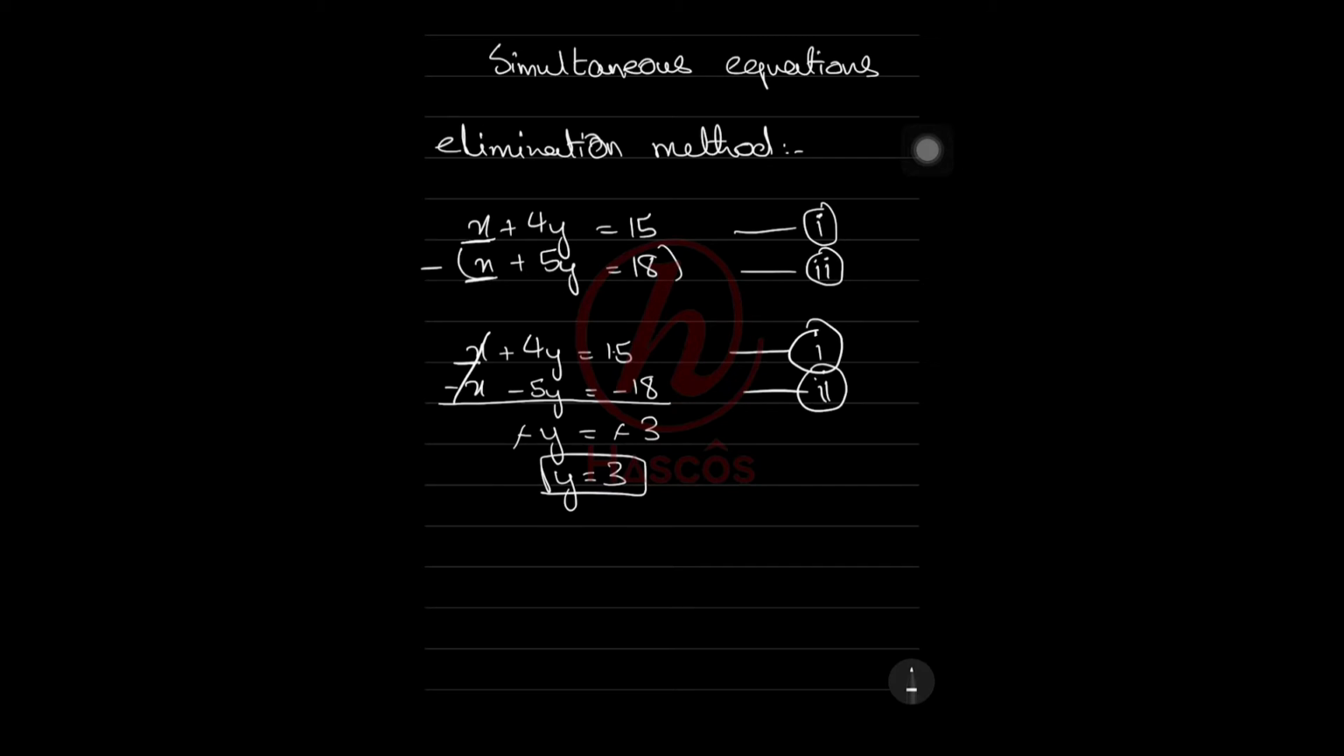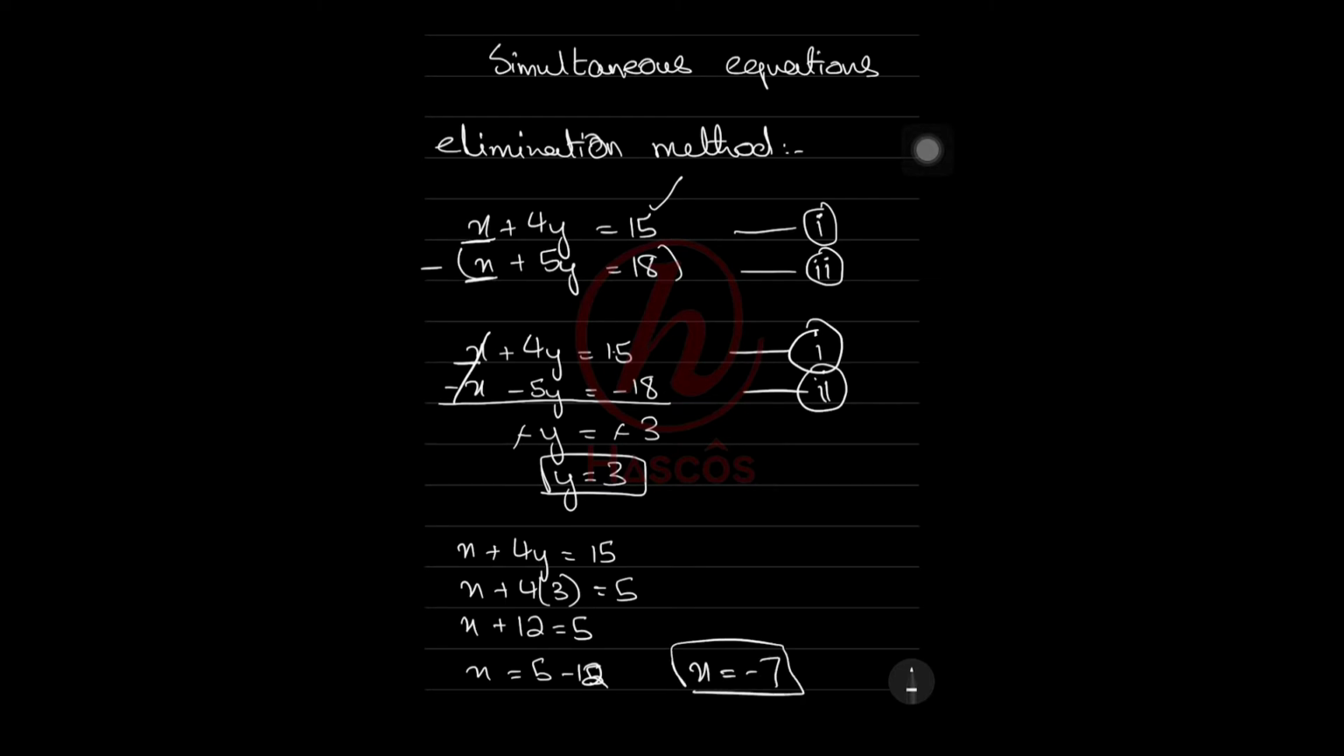Now, if we need to find the value of x, we're going to take either of the two equations from the question. Let's take equation number 1, and instead of y, we're going to plug in the value of y, which is 3. The equation was x plus 4y equals 15. Instead of y, plug in 3, we get x plus 4 bracket 3 equals 15, x plus 12 equals 15. Then we have x equals 15 minus 12, and finally x equals 3. So when y equals 3, x equals 3.